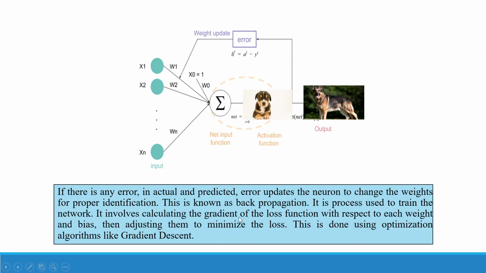It involves calculating the gradient of the loss function with respect to each weight and bias. So this error is back propagated continuously till the error is minimized, till the minimum error is reached. Then adjusting them to minimize the loss. This is done using the optimization algorithm, which is gradient descent.